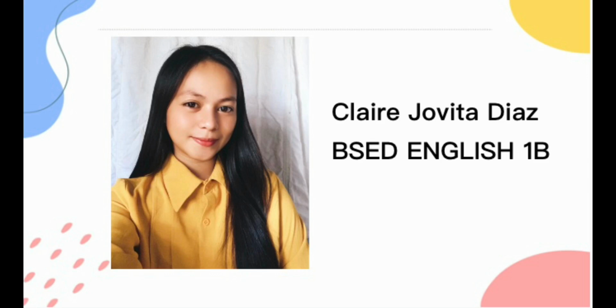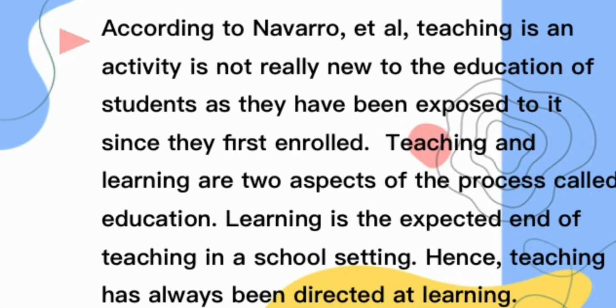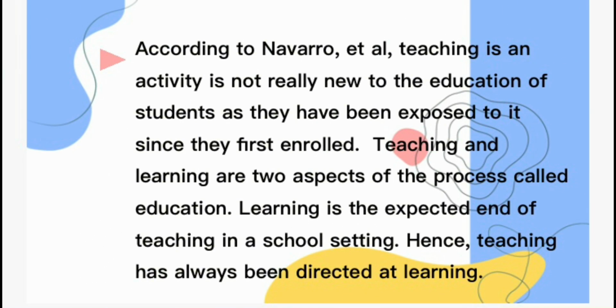Our assigned topic is Unit 4, Lesson 2, Components of Effective Teaching and Learning. According to Navarro et al., teaching is an activity not really new to the education of students, as they have been exposed to it since they first enrolled. Teaching and learning are two aspects of the process called education. Learning is the expected end of teaching in a school setting. Hence, teaching has always been directed at learning.